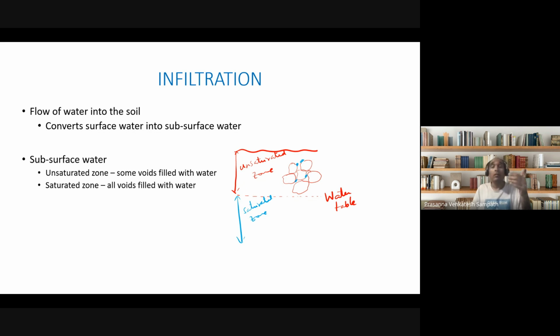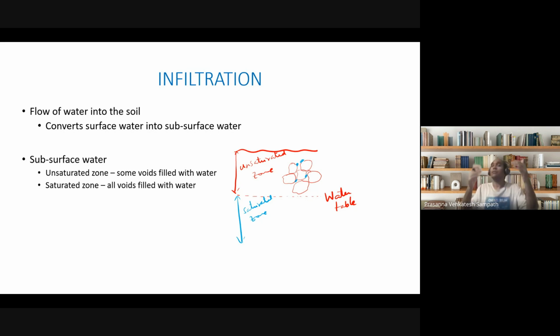So you must have heard people say the water table is 10 feet below the land surface, right? What they mean is that up to a depth of 10 feet, the voids are not completely filled. Below the depth of 10 feet at that particular location, the voids are completely filled with water. And so therefore, if I drill a well there, I will find that there is water present below the depth of 10 feet.